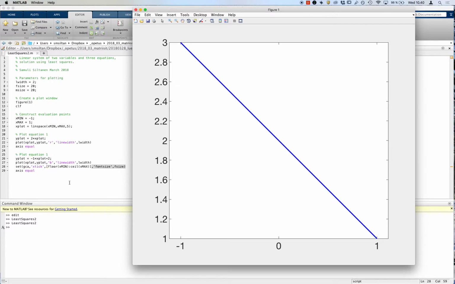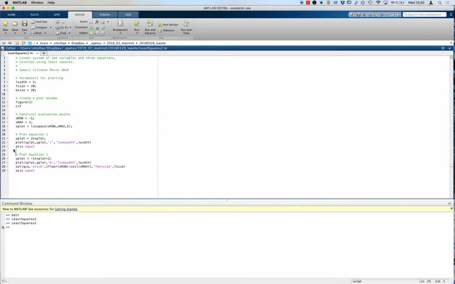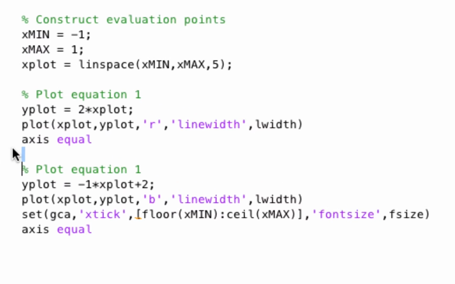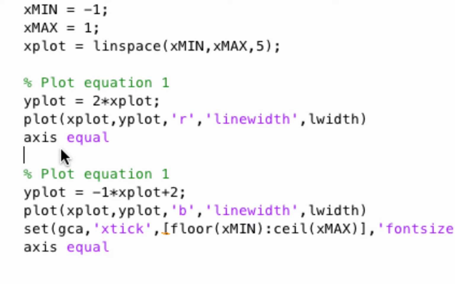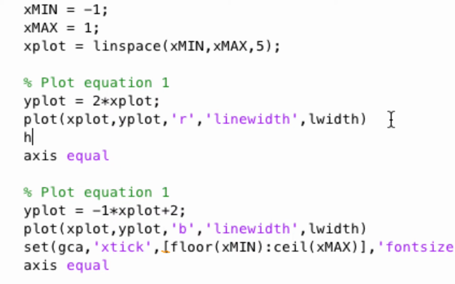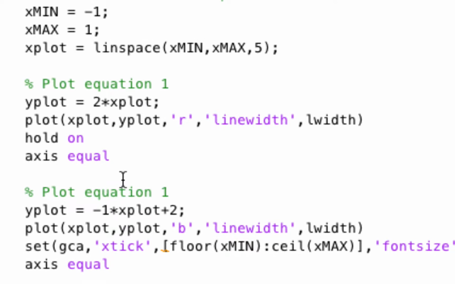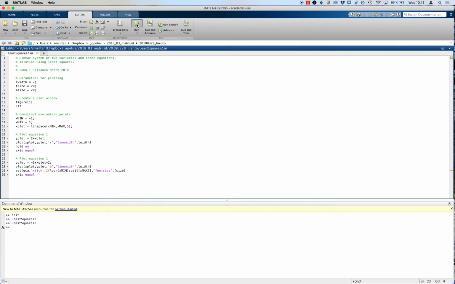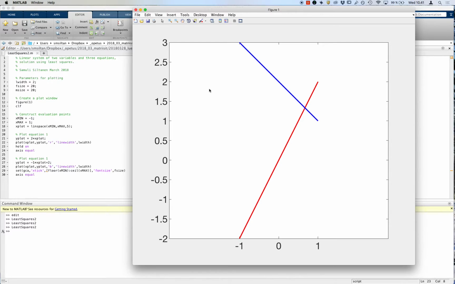something went wrong. Any idea why do we see only one function? Indeed, we should have here hold on, that means that the next plot will be put to the same figure and keep this one. So let's run again. Now we see both equations.